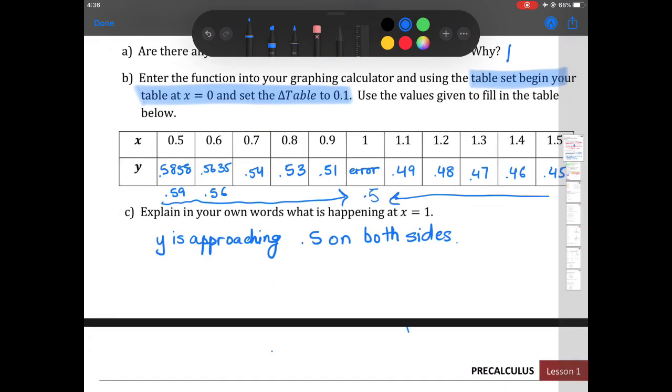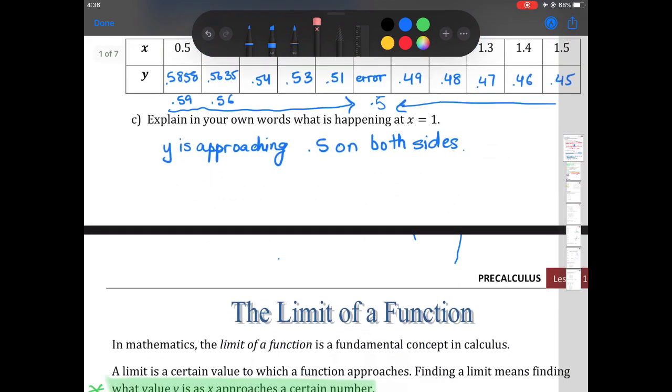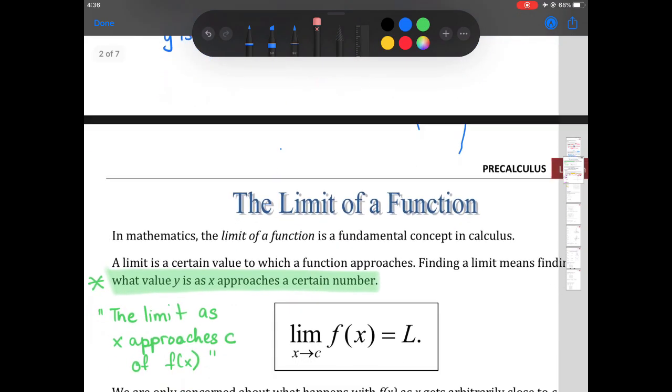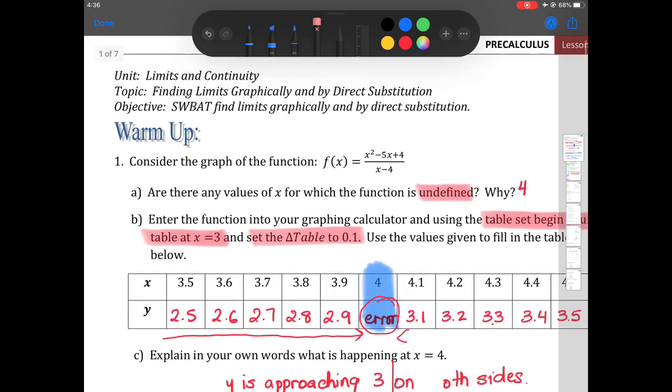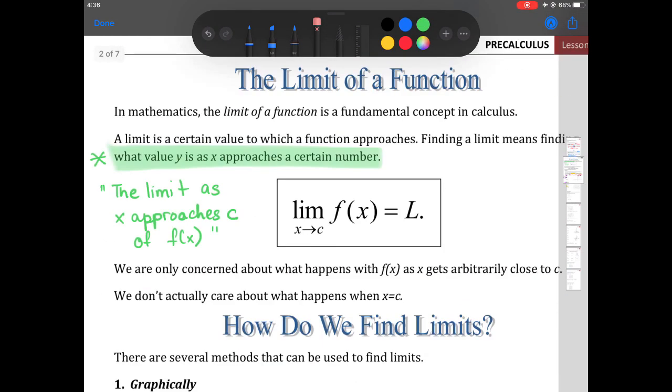Okay, so now comes the lesson. If you have any questions, pause the video. If I'm going too fast, please make sure you ask me questions. So, the limit of a function. First of all, you need to know how to read it. This is how you write it. I'm just going to highlight it. This is how you write it, okay? How do we read it? It is the limit as x approaches c of f of x. So copy that into your notes.